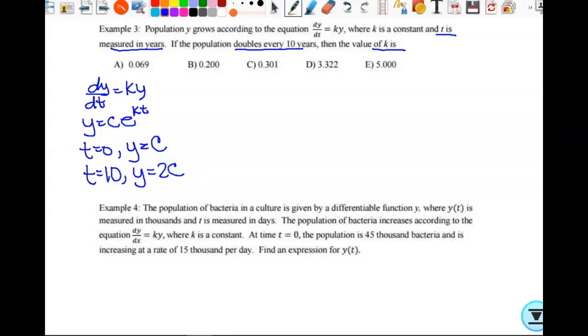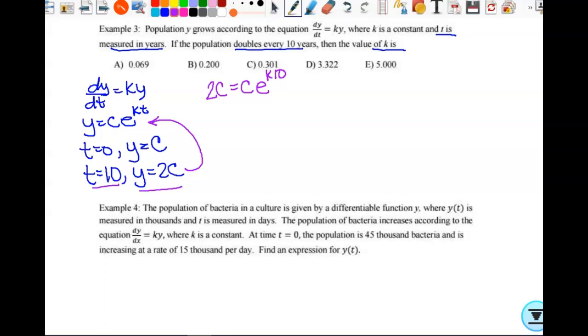Okay, so if I go back up to here, let's plug in our initial amount. Our initial amount is just c. Boom, it's right there. So now I'm going to substitute this stuff into here. When t equals 10, y equals 2 times c. So instead of y, I'm going to have 2 times c. That's equal to c times e to the k times what? 10. Okay? Everybody with me so far? Because all we know is that it doubled, so we got that.